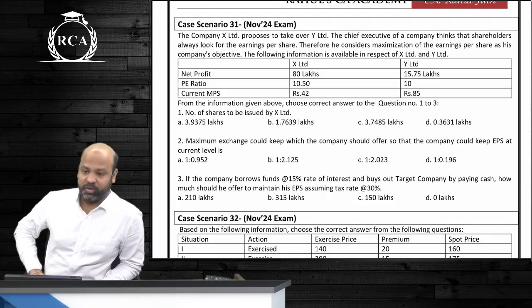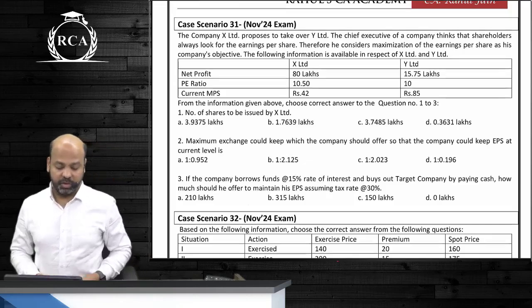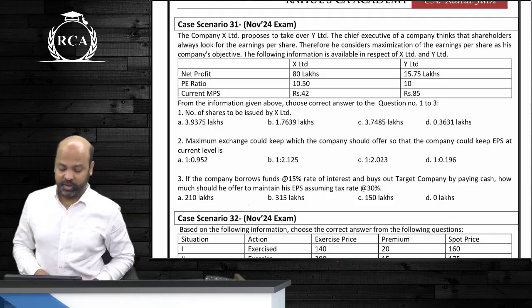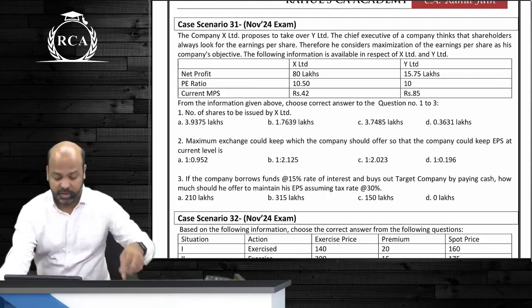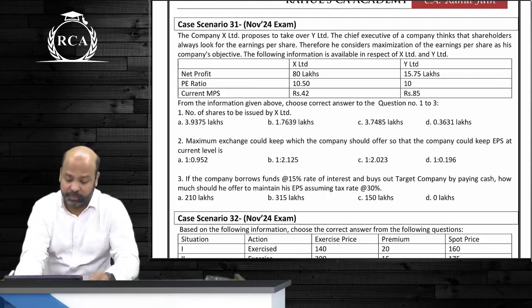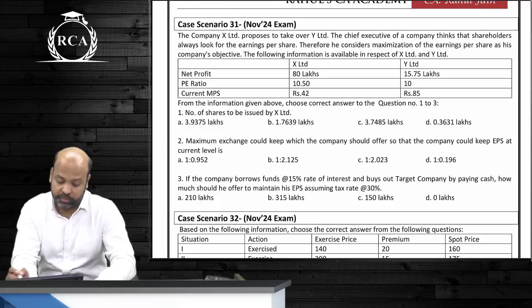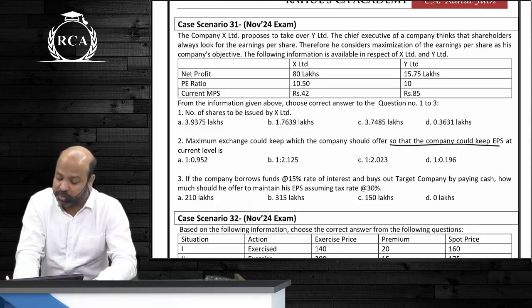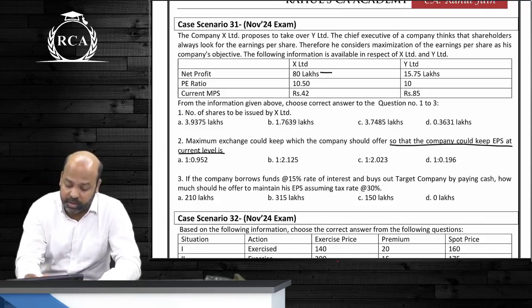Company X proposes to take over Y. The chief executive of a company thinks that shareholders always look for earnings per share. Guys, this is a simple question based on mergers and acquisitions. Problem क्या हुआ था बेटा is, okay, it says guys that you have to arrive at exchange ratio based on what? So that the company could keep EPS at the current level. Net profit है बेटा, P ratio MPS है. Can you arrive at EPS? How much will be EPS?